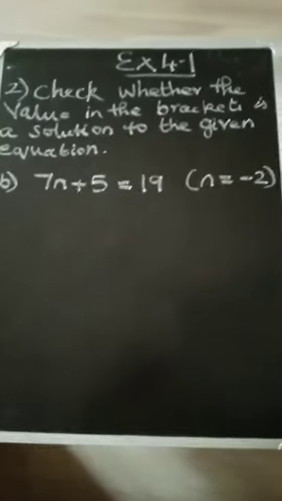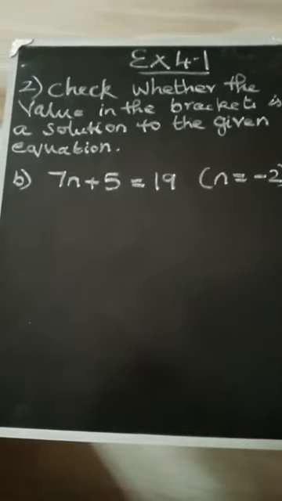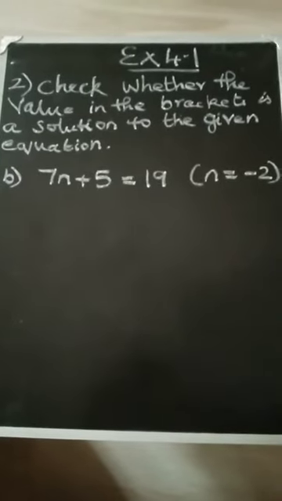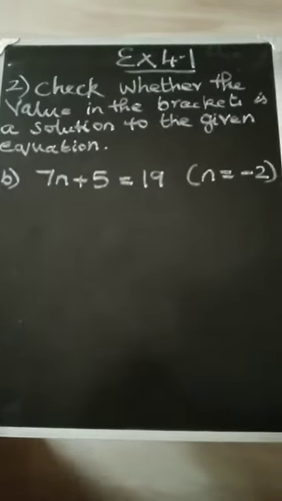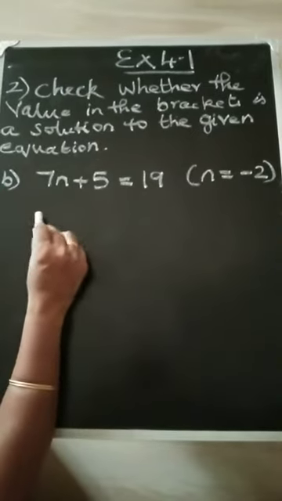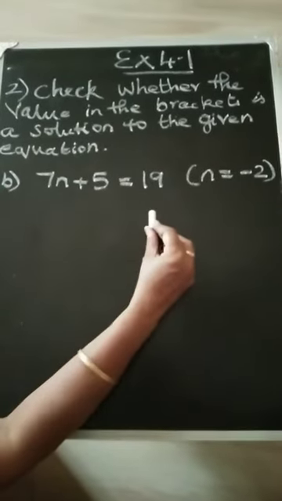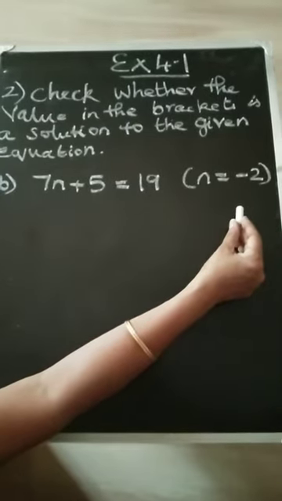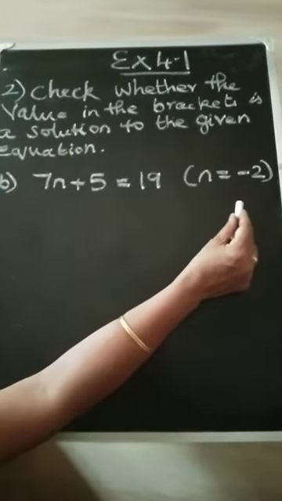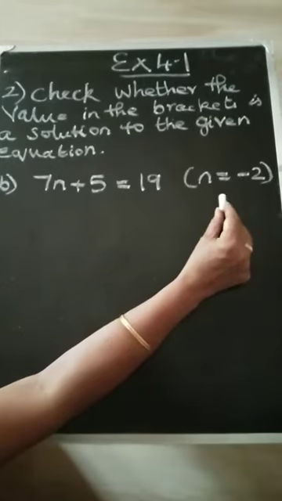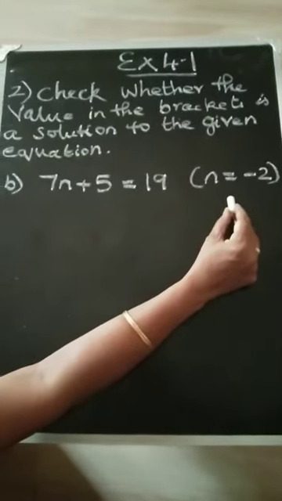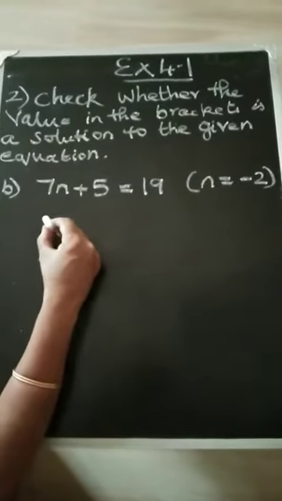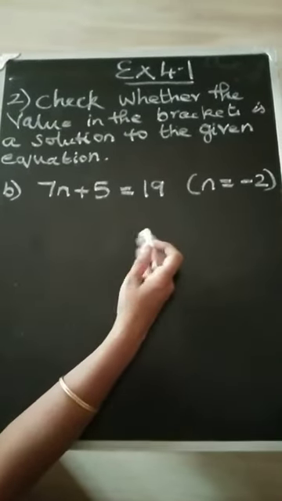Children, today you are going to see about exercise 4.1. Check whether the value in the brackets is a solution to the given equation. So the equation is given to be 7n plus 5 is equal to 19. And they have given you the value of n to be minus 2. So what you are going to do is substitute the value of n, that is minus 2, in the place of n and see whether LHS is equal to RHS.